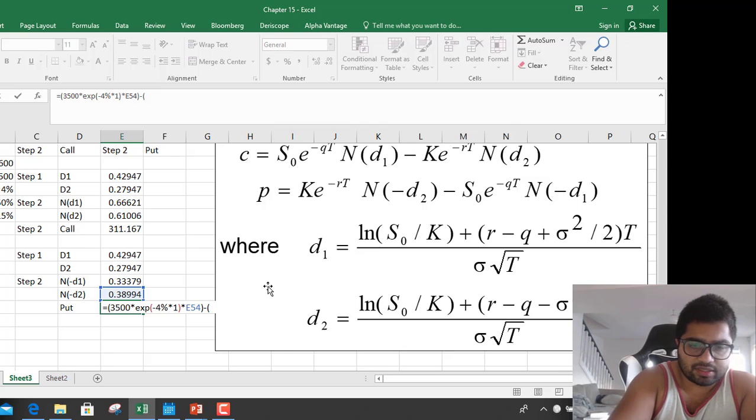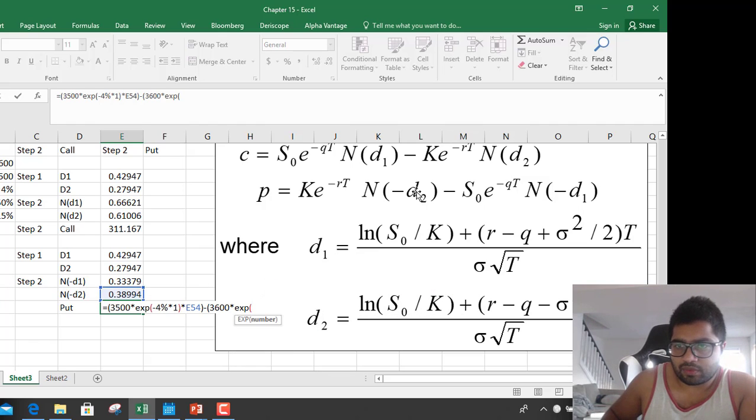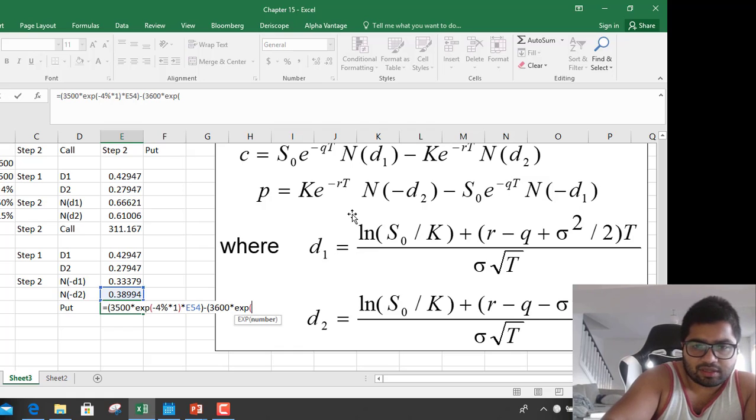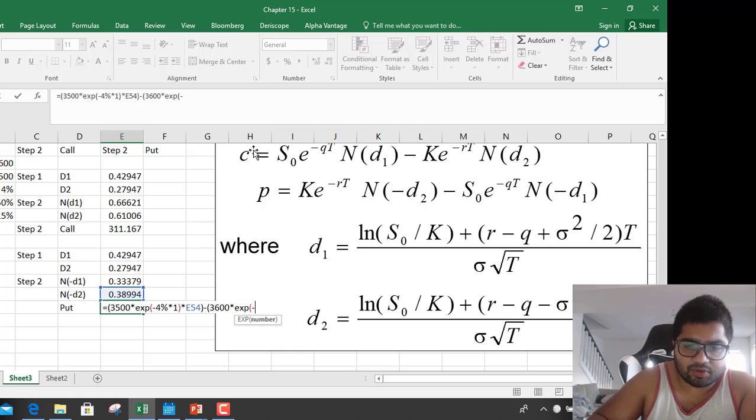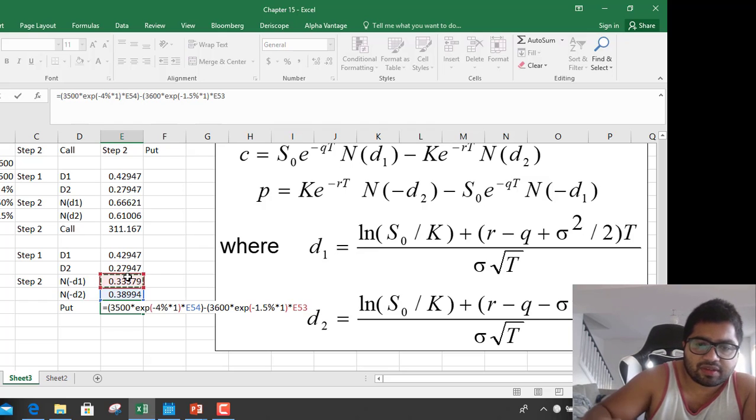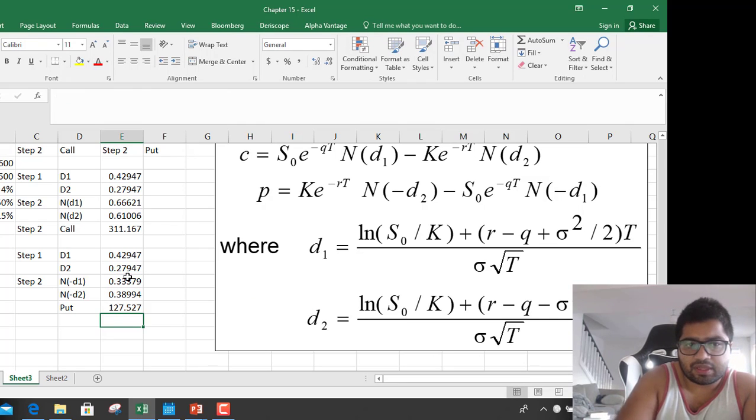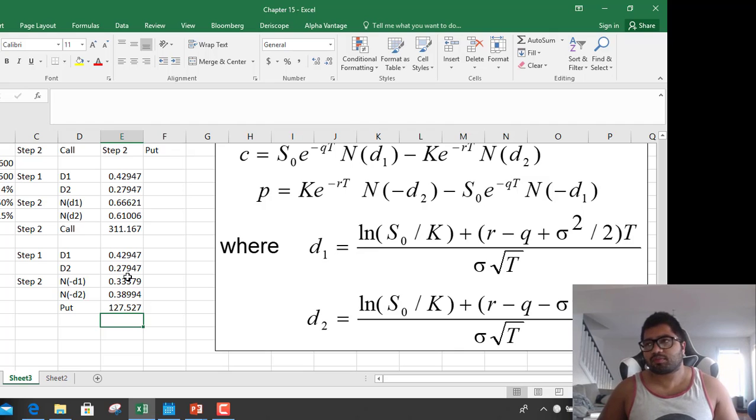S0 is 3600, okay, times exponential Q. Q is 1.5% times 1, okay, and multiply again by N minus D1. So put everything in. Put price is $127. Put price will be $127.